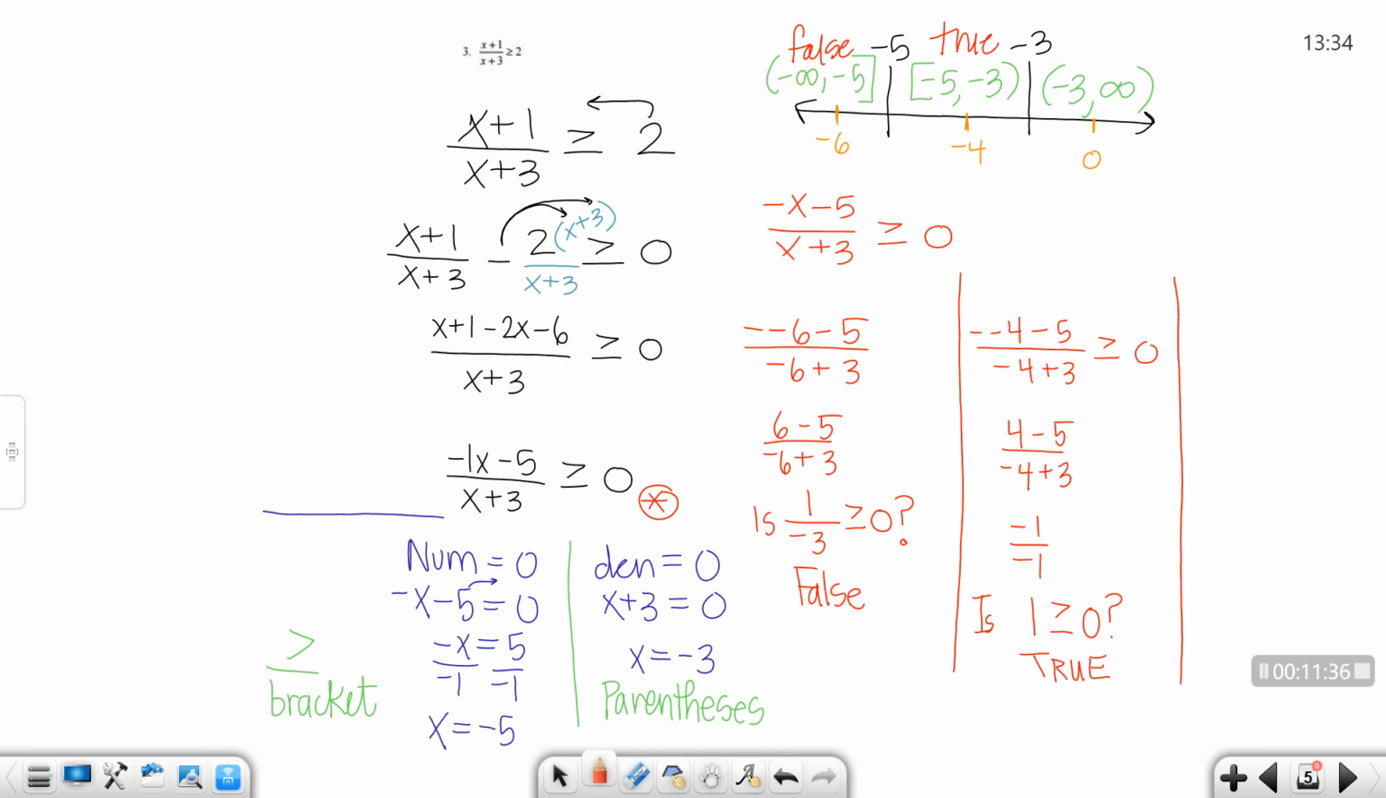Lastly, I'll plug in 0. So you get the negative of x, which is 0, minus 5, over 0 plus 3. So on the top I get 0 minus 5, over 0 plus 3. Is negative 5/3 greater than 0? It is not. That answer is false.